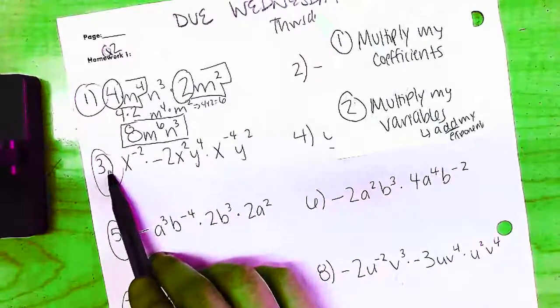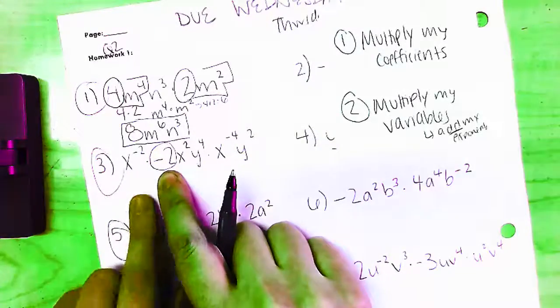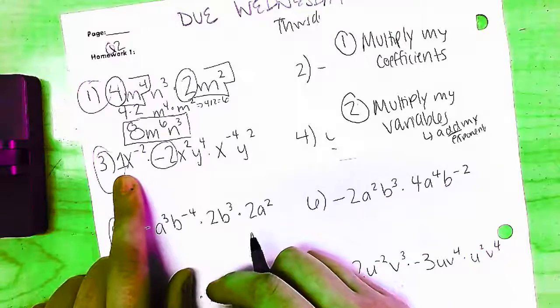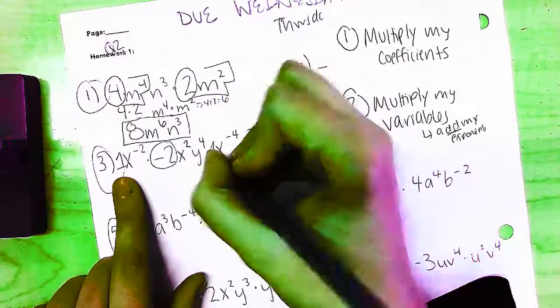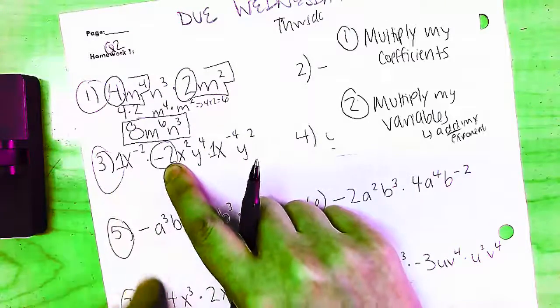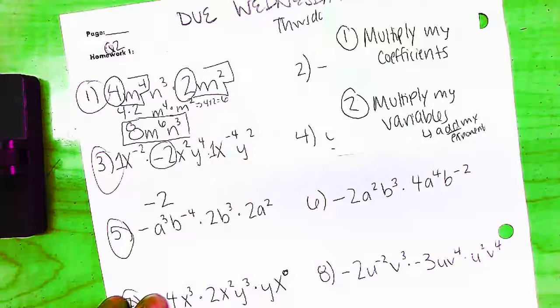I'm going to look for coefficients. The only coefficient I see is a -2. So I can think about there being a 1 over here in front of the x. I can also think about there being a 1 over here in front of this x. 1 times anything is just the same number, so I know my coefficient is going to be -2.